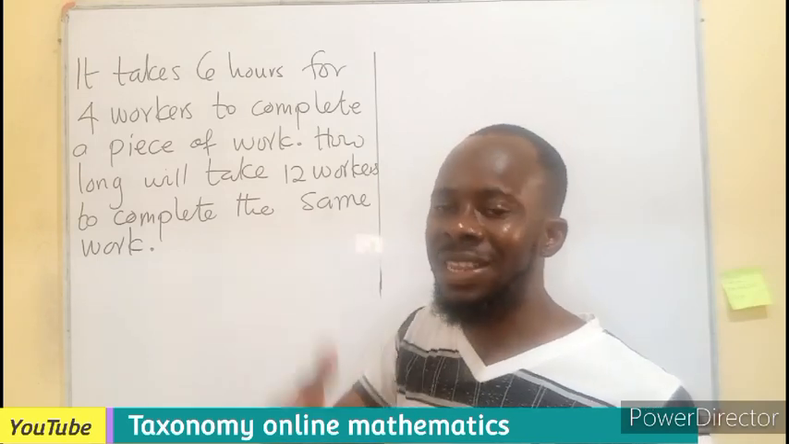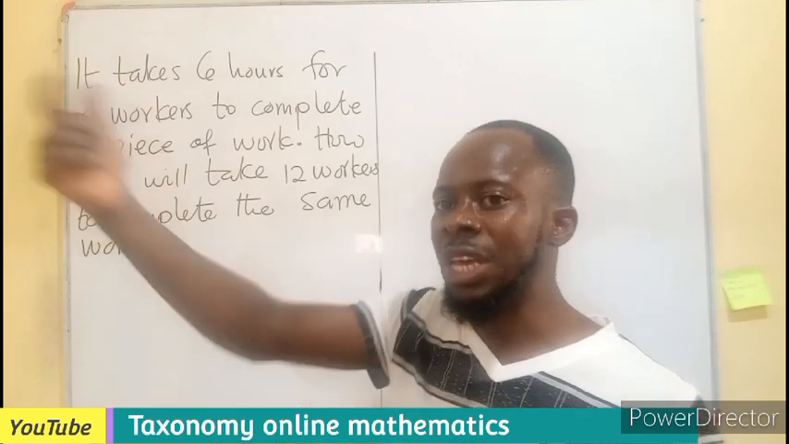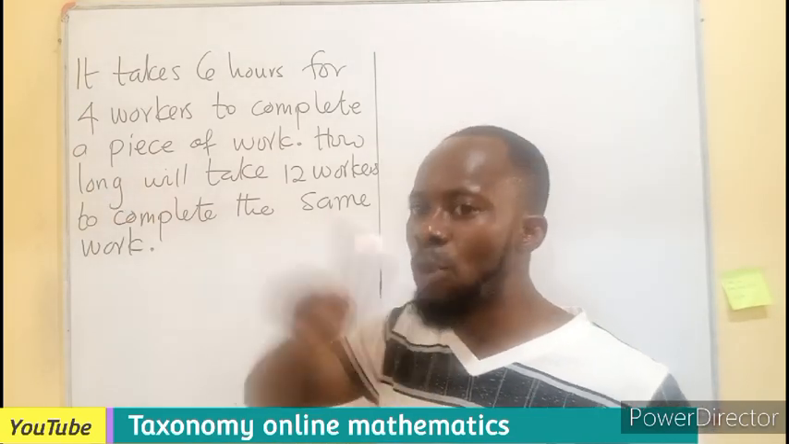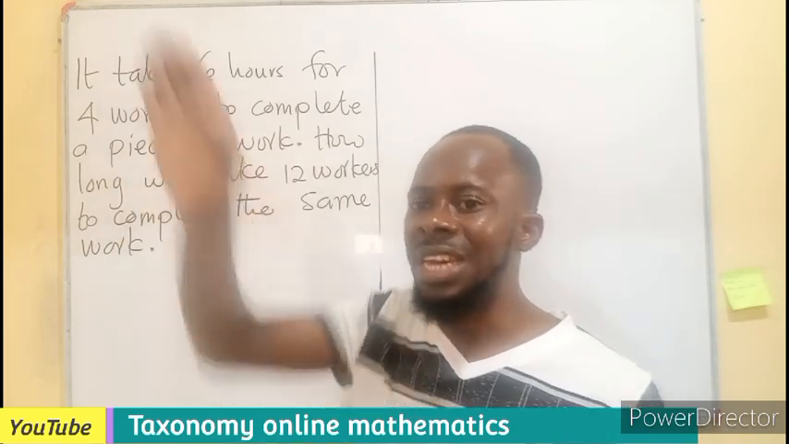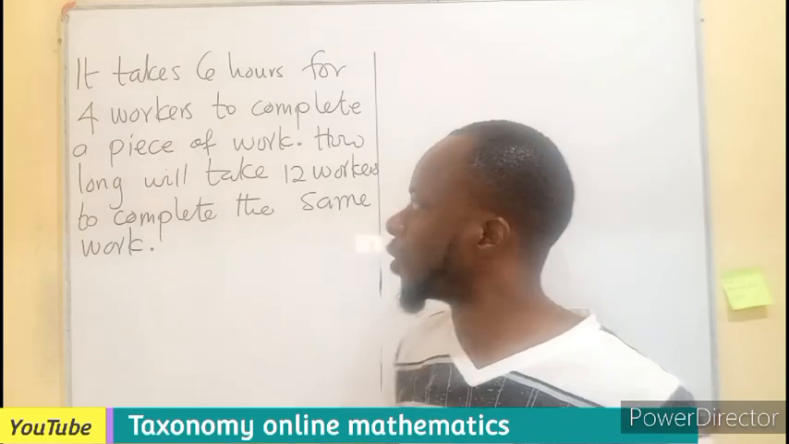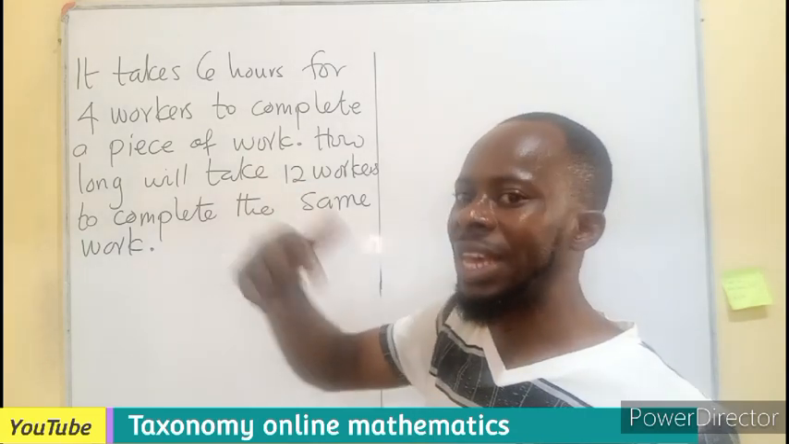Under direct proportion, whilst one quantity is increasing, the other also increases along. If one is decreasing, the other decreases. The opposite is the indirect proportion. When one quantity is increasing, the other is decreasing, and vice versa. So the understanding of this scenario helps us to know whether it is direct or indirect.